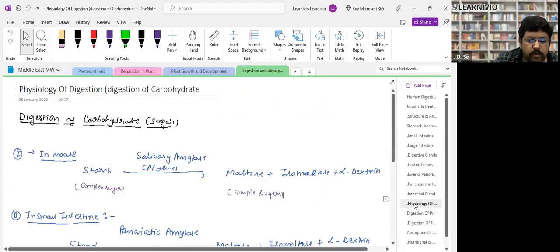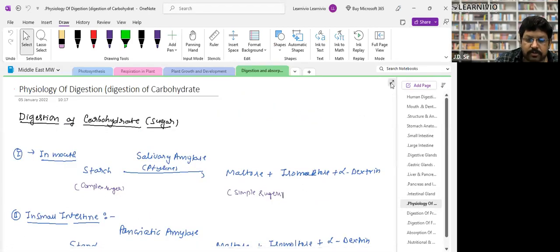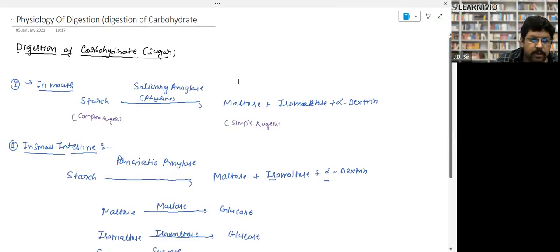Remember, you will hardly get any question out of this, whatever I am telling you. I have enriched the content with the previous year question papers and all that, right? Now, physiology of digestion of carbohydrate, meaning how the digestion takes place. First we covered the organs, then we covered the glands. Now we are covering how the digestion takes place. So first, digestion of carbohydrate or sugar.